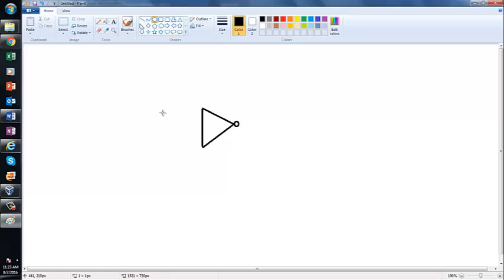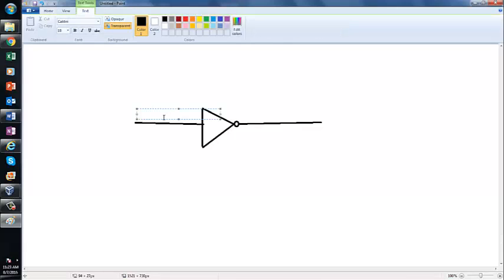Okay, so NOT is normally written like this. This is the input side, and this is the output side. If you give true here in the input, it will bring an output of false. If you give false in the input, it will toggle it. Toggle means it will bring a true.